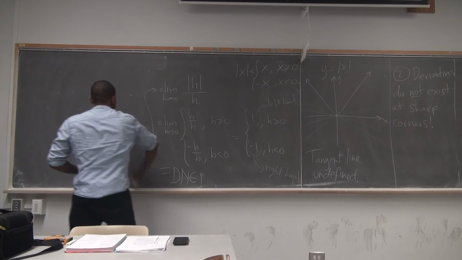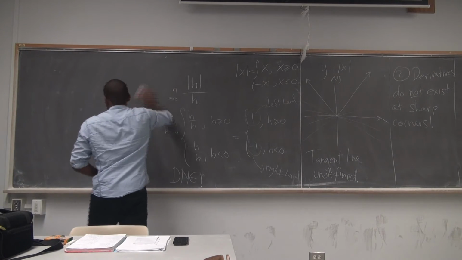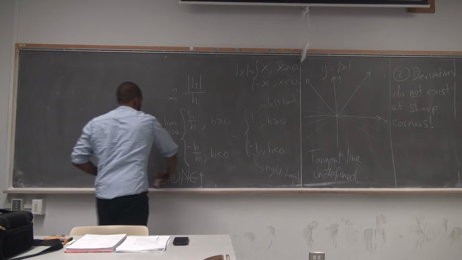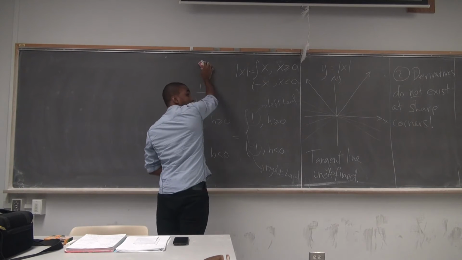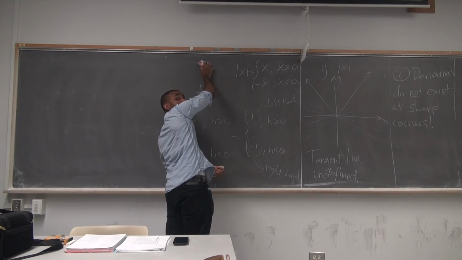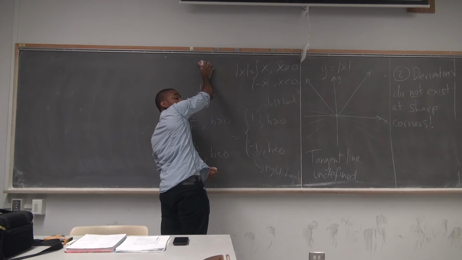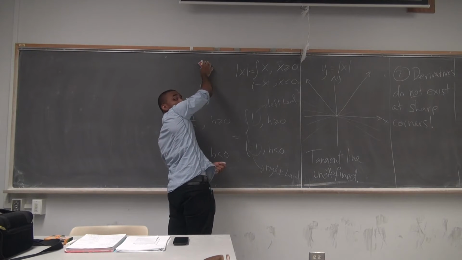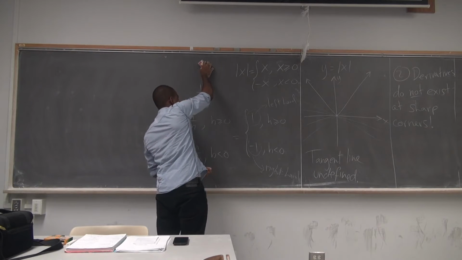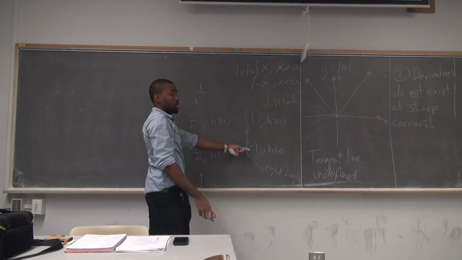But be aware that there are cases where things are not fine, and you have to worry about it. So why does the absolute value of h over h not exist anymore? The limit as h approaches 0 doesn't exist. Then why is that again? Because one side gives you 1 and the other gives you negative 1.